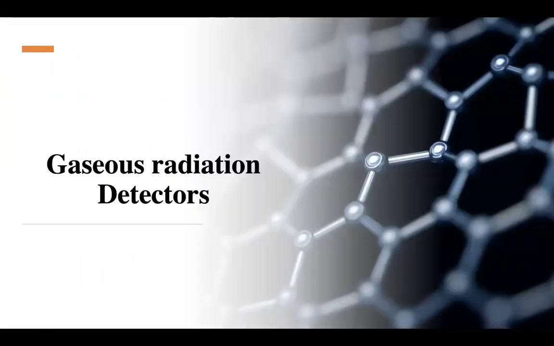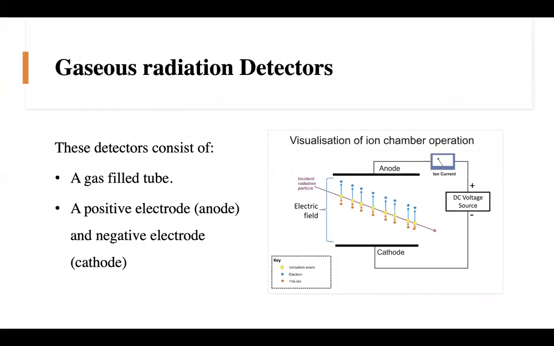We will start with the gas radiation detector. The gas detector is called that because the main medium in this detector is gas. It is a kind of tube filled with gas. When this gas is hit by radiation, it will ionize the gas and produce ion pairs.